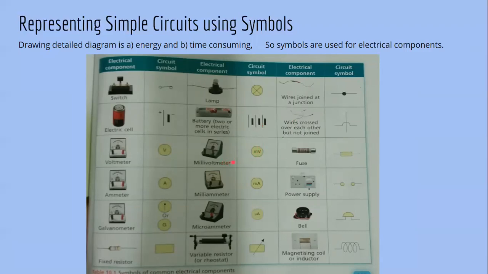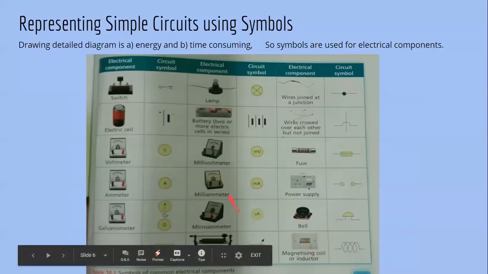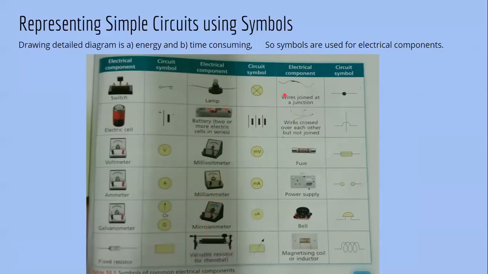For a millivoltmeter, you use mV and encircle that. For a milliammeter, you write mA in a circle. For a microammeter, you use the micro symbol with A. So these are different measurements, milli and micro. You learned that in maths.